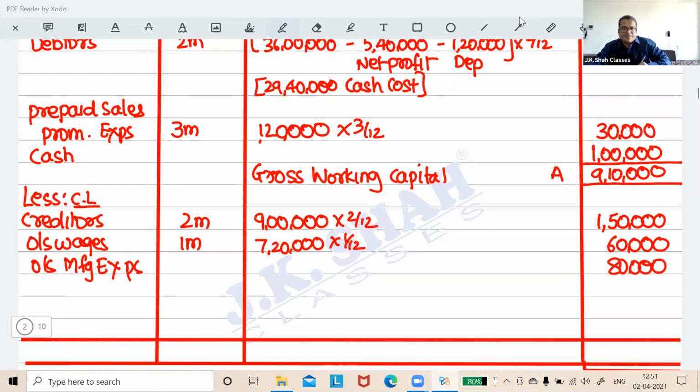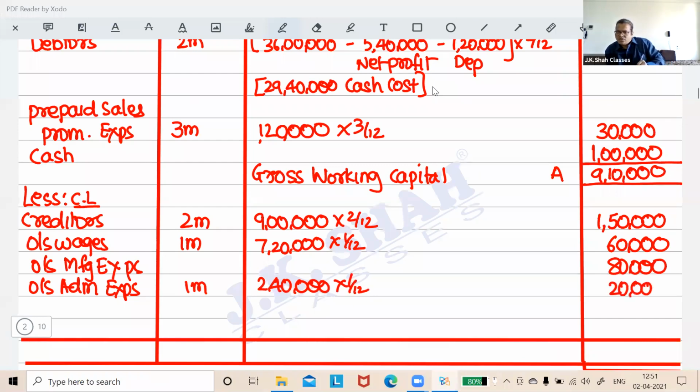Right, friends? Good, people are posting answers. I'm reading them. I'm just not announcing those because people are still work in progress. So let's wait. And other than this, we have outstanding administration expenses for a duration of 1 month. So it's 240 into 1 by 12. So it will come to how much? 20,000. Now see, guys, just have to adjust the place.